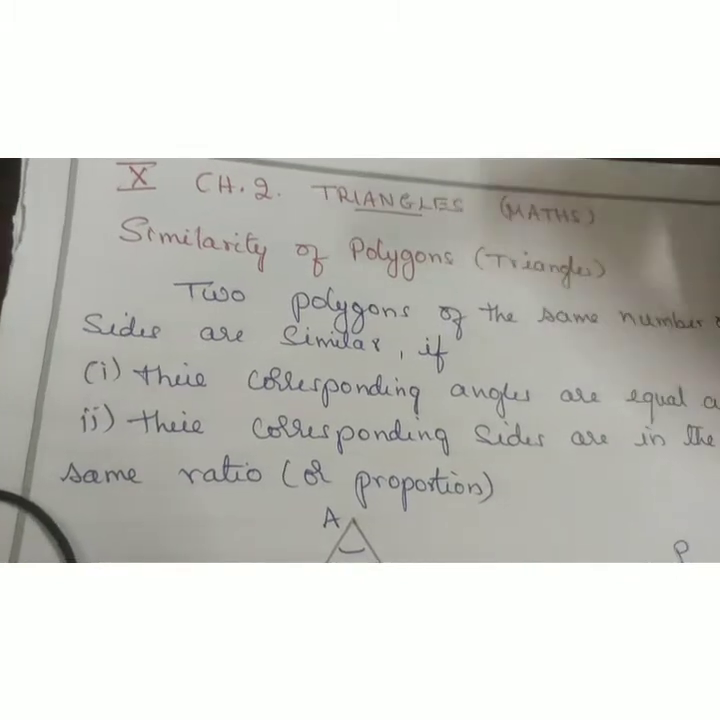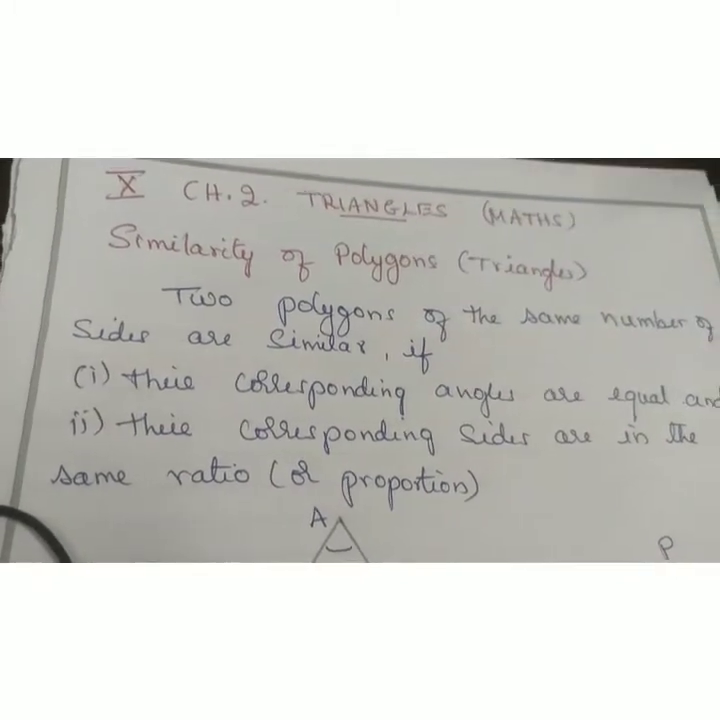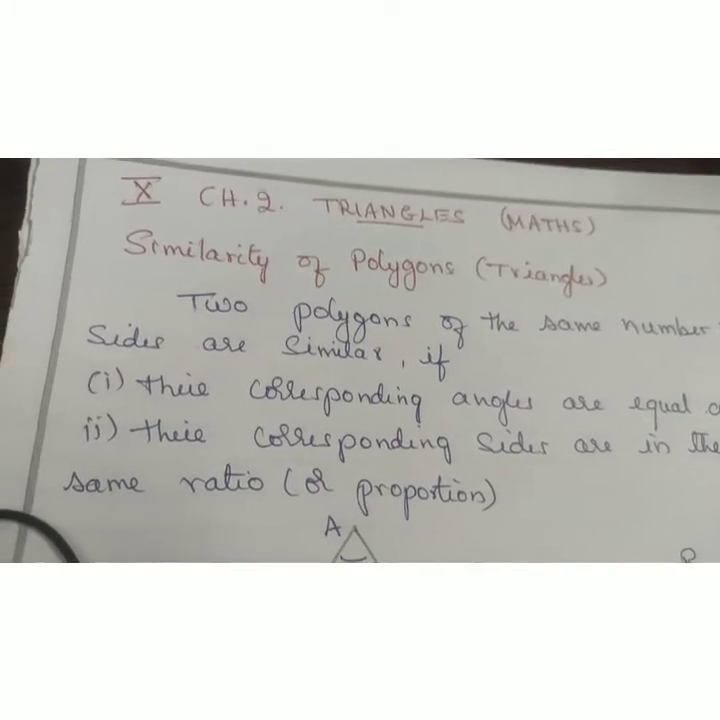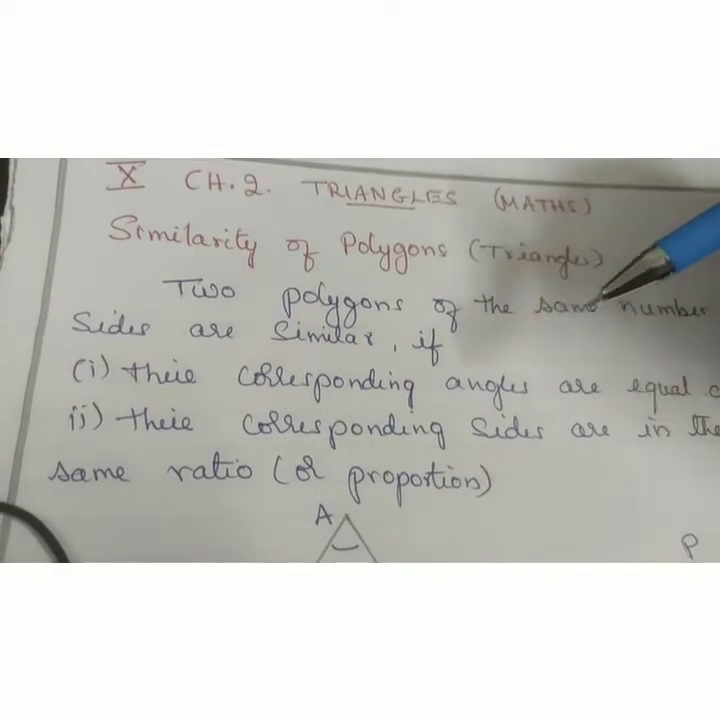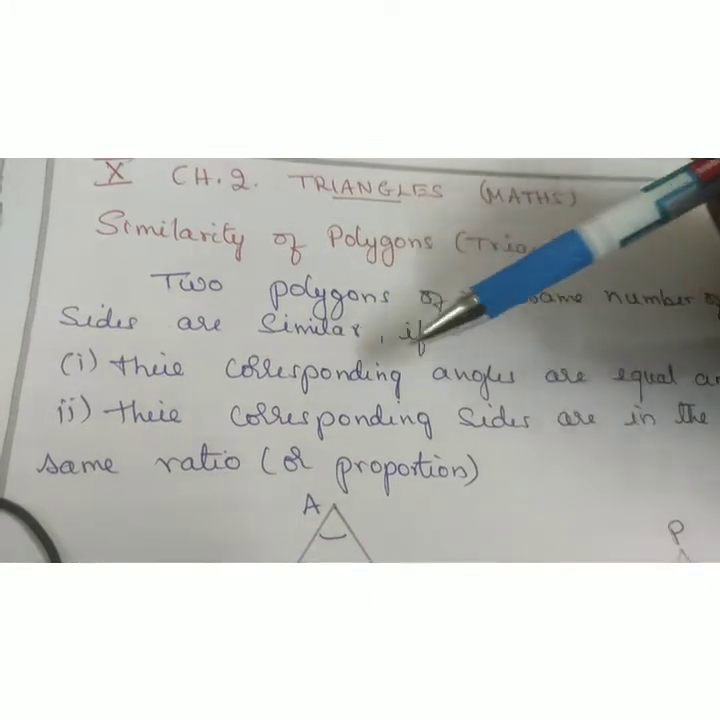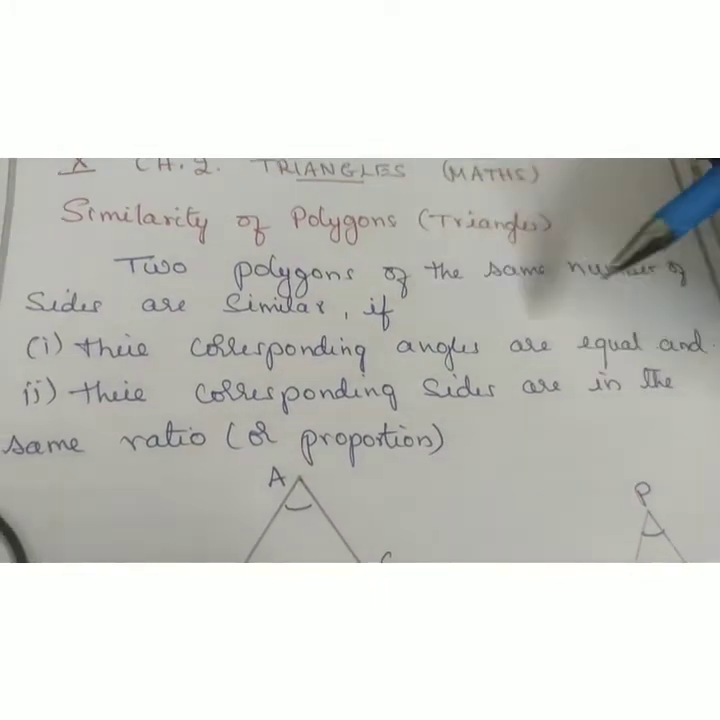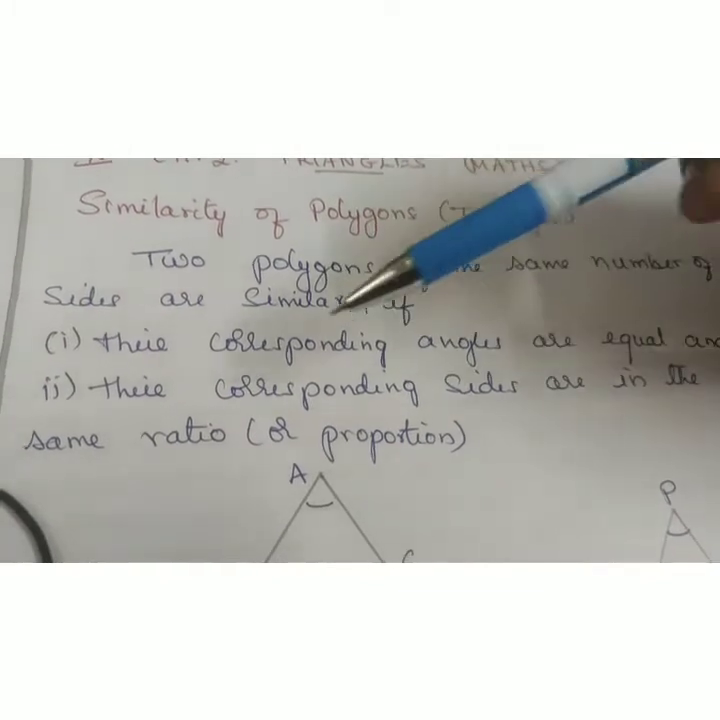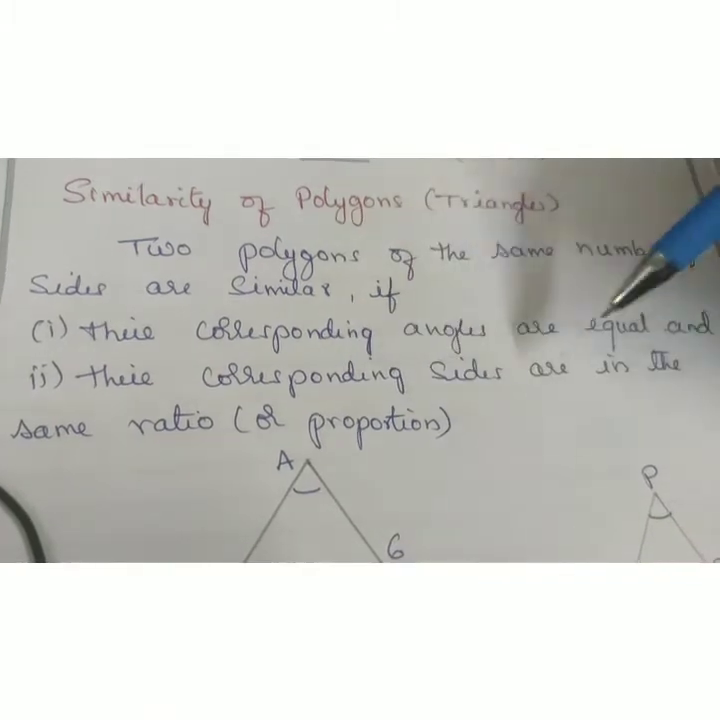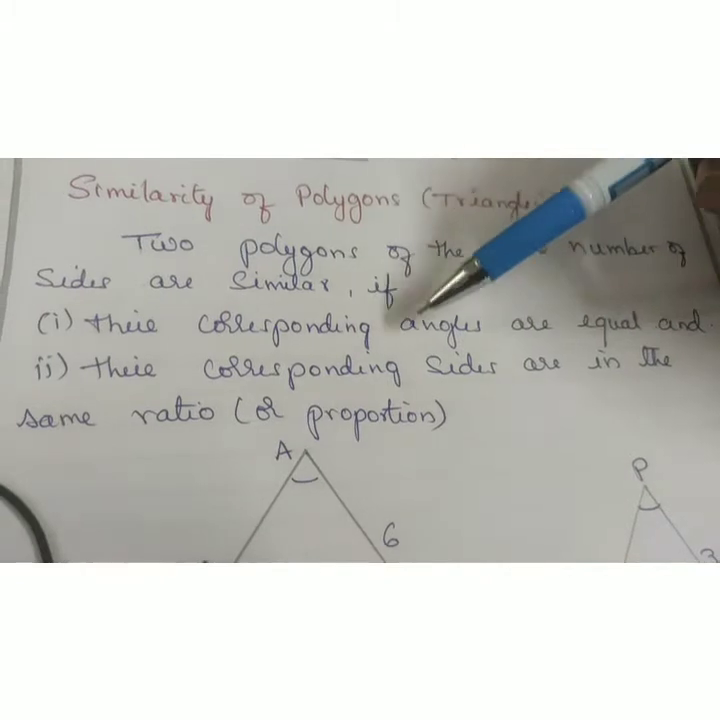What are those? Two polygons of the same number of sides. The polygons may be a quadrilateral or triangle or anything, but having the same number of sides are said to be similar if their corresponding angles are equal and their corresponding sides are in the same ratio. If the corresponding sides are in the same ratio and the corresponding angles are equal, then we can say those two are similar.